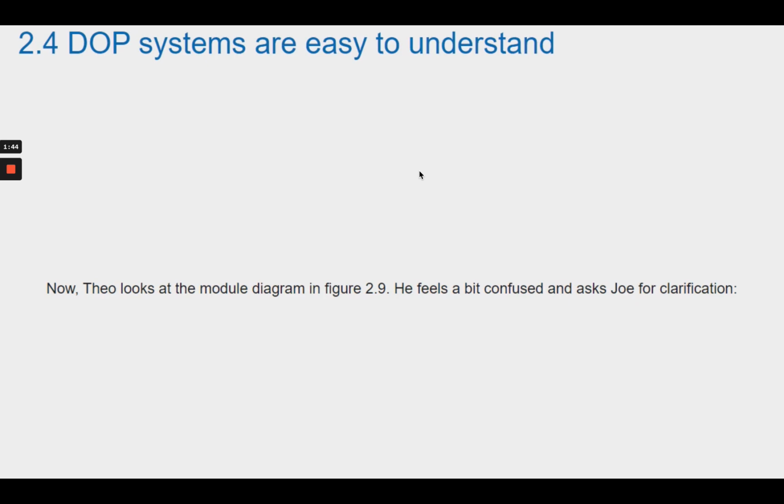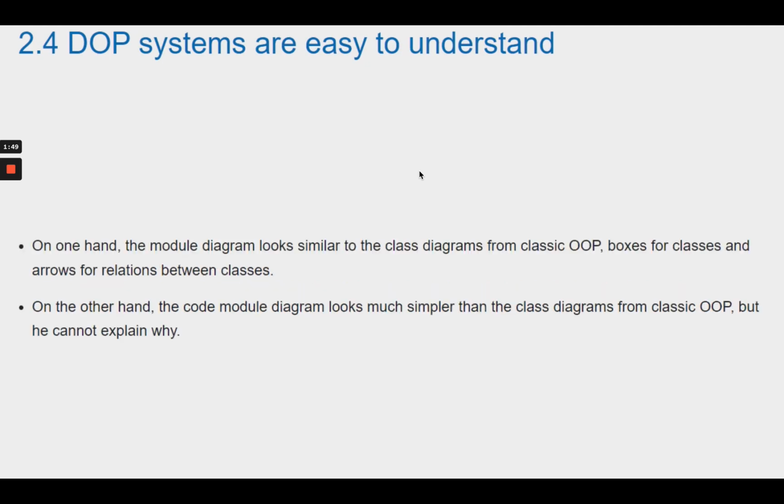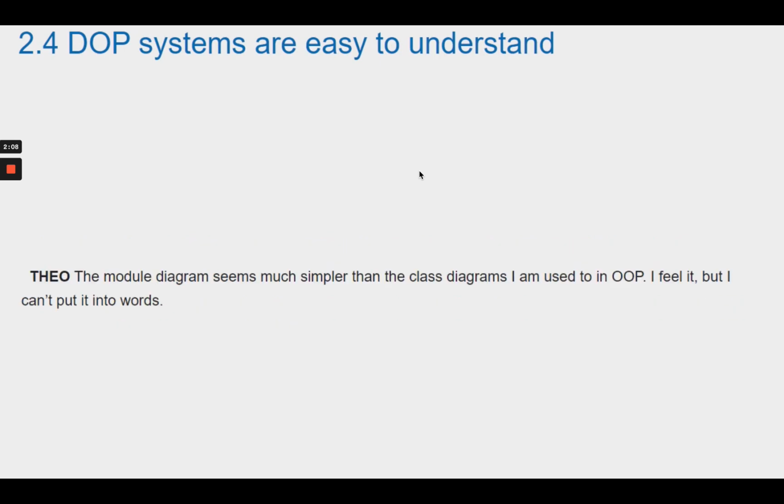He feels a bit confused and asks Joe for clarification. On one hand, the module diagram looks similar to the class diagrams from classic OOP, boxes for classes and arrows for relations between classes. On the other hand, the code module diagram looks much simpler than the class diagrams from classic OOP, but he cannot explain why. Theo: "The module diagram seems much simpler than the class diagrams I'm used to in OOP. I feel it, but I can't put it into words."